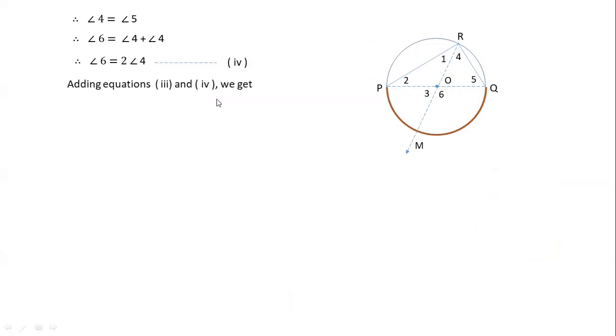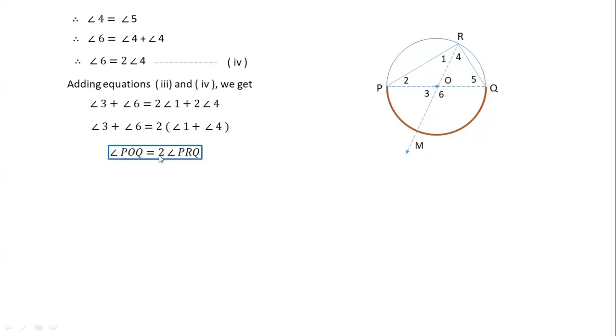Now adding 3 and 4. The third equation was angle 3 is equal to 2 angle 1 and angle 6 is 2 angle 4. So add those two. So angle 3 plus angle 6 is equal to 2 angle 1 plus 2 angle 4. Take 2 common. You will get 2 times angle 1 plus angle 4. Angle 1 plus angle 4 is PRQ and angle 3 plus 6 is POQ. So we get angle POQ is equal to 2 angle PRQ. So we have proved this for the case of a semicircle.